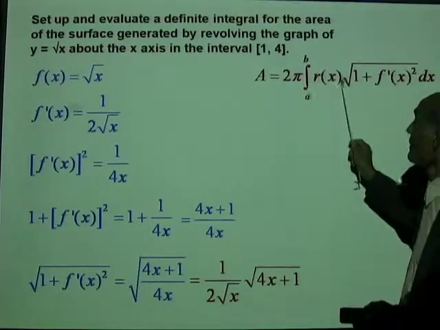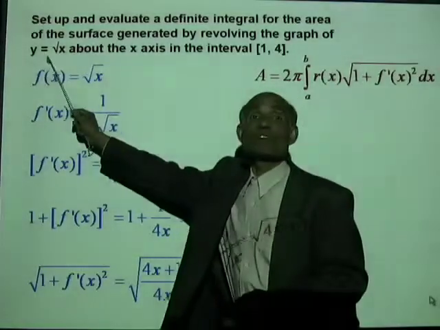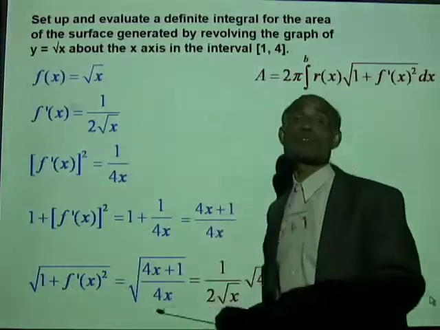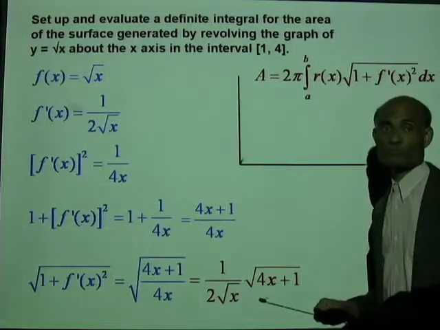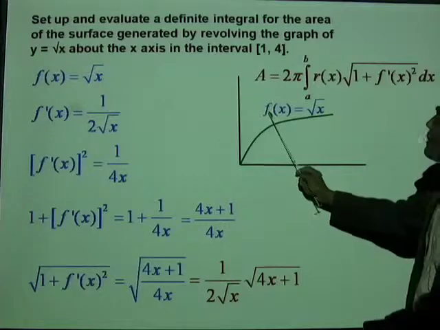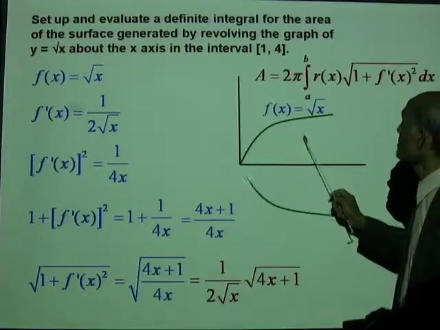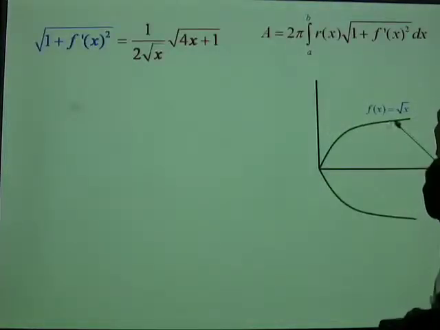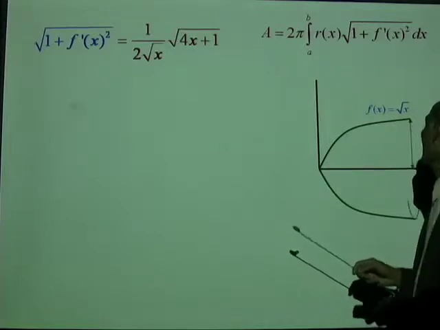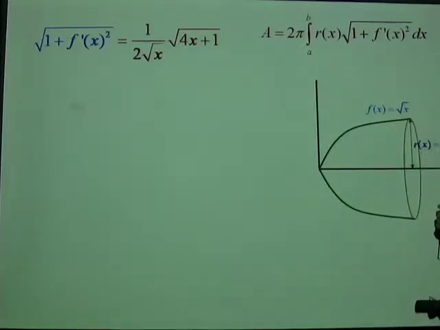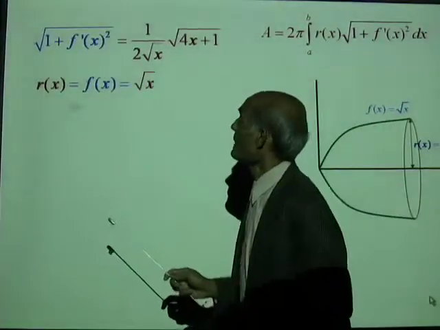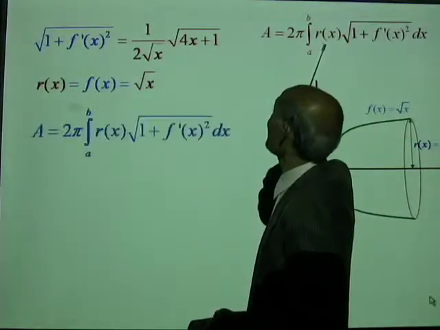Now what is r of x? The radius of revolution, r of x, equals f of x, which is square root of x. So that is our f of x equal to square root of x, and when you revolve, the radius will be f of x. That's right. R of x equal to f of x. There you go. And therefore, let's bring it all together.